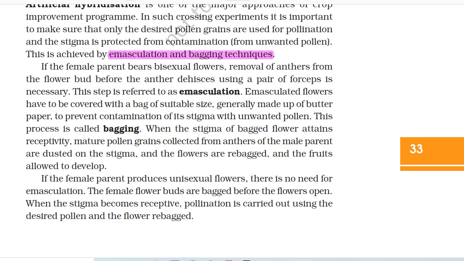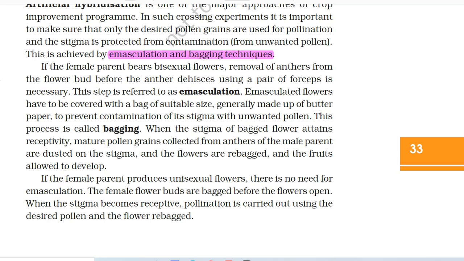If the female parent bears bisexual flowers, removal of anthers from the flower before the anther dehisces, using a pair of forceps, is necessary. This step is referred to as emasculation. Emasculated flowers have to be covered with a bag of suitable size, generally made up of butter paper, to prevent contamination of its stigma with unwanted pollen. This process is called bagging.